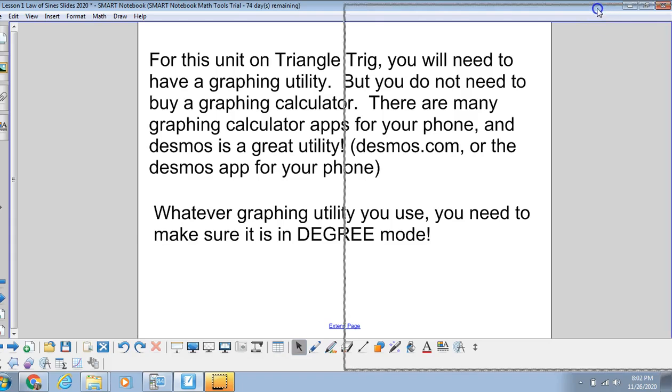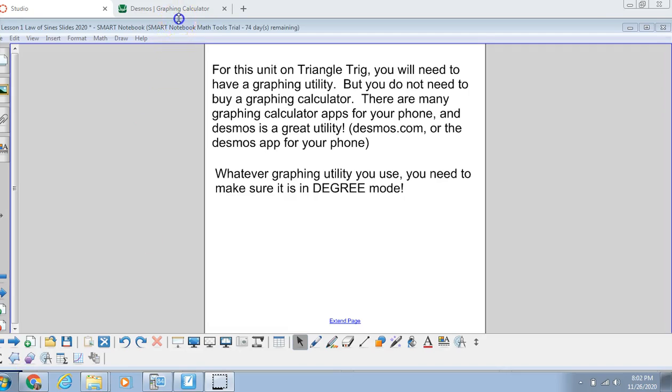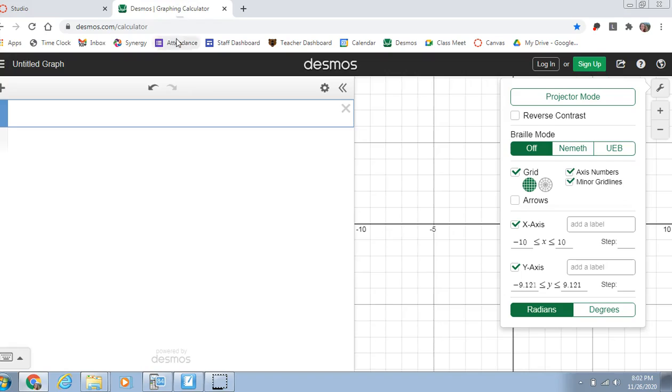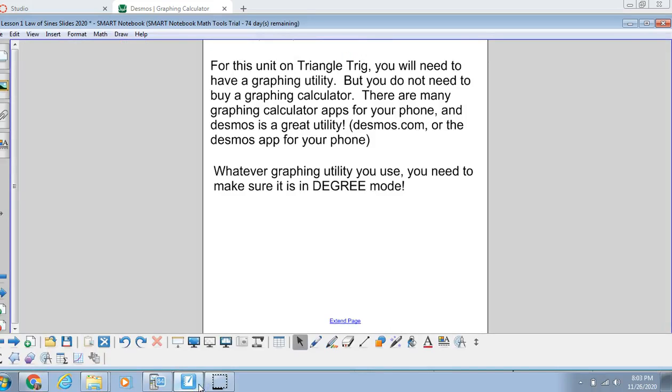If you are using Desmos, then when you click on the little wrench up here, this is your settings. If you're using Virginia Desmos, the default is degrees, but otherwise it's usually radians. So you want to make sure that you are in degree mode. Always at the start of whenever you're doing anything with this unit, we're going to be using sine, cosine, tangent, our trig stuff. We always want to make sure that we are in degree mode.